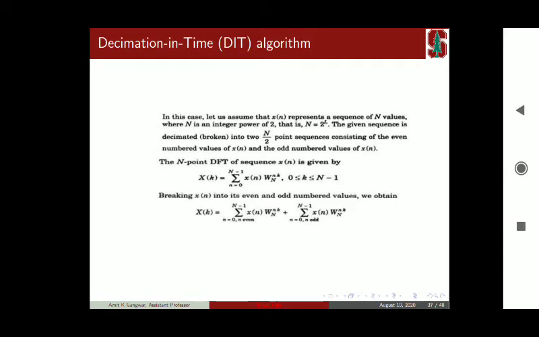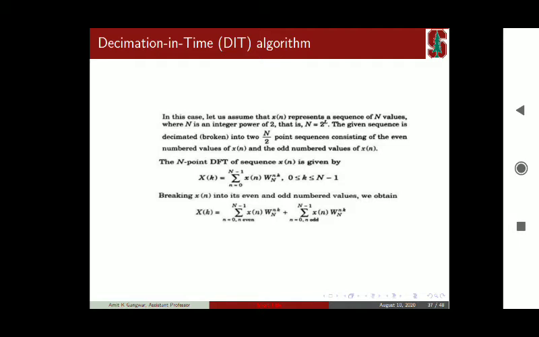If you want to compute the DFT of a sequence using this method, the sequence length should be a power of 2. Then only can we compute the DFT. Just like a 2-point sequence, we can compute the DFT of a 4-point sequence, 8-point, 16-point, like this: 2 to the power 1, 2 to the power 2, 2 to the power 3. Then only we can compute the DFT using this method, decimation in time.